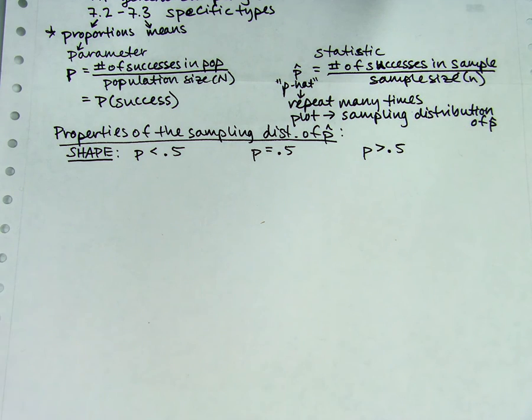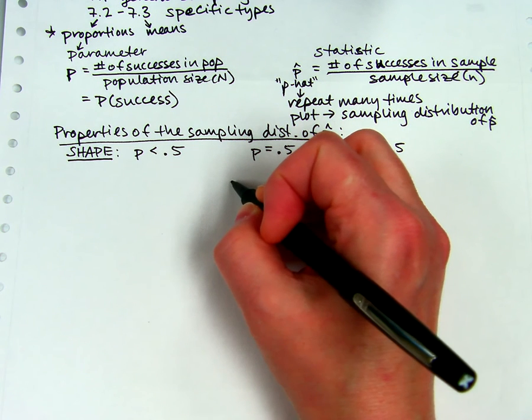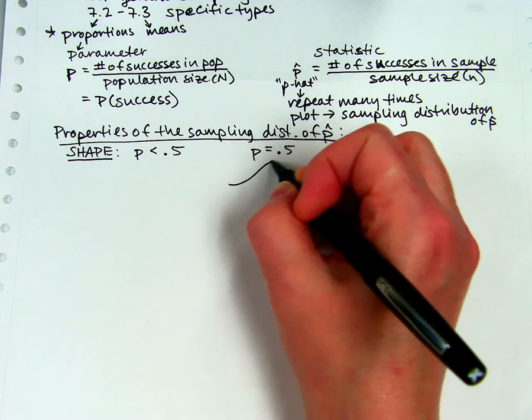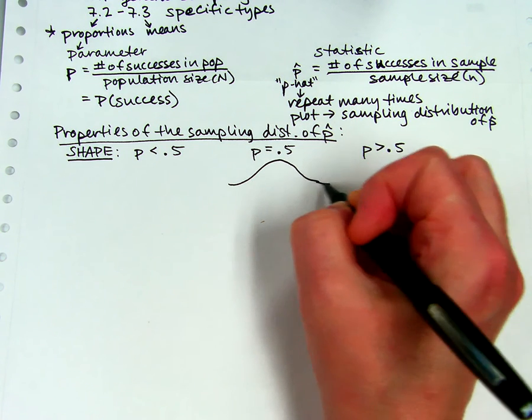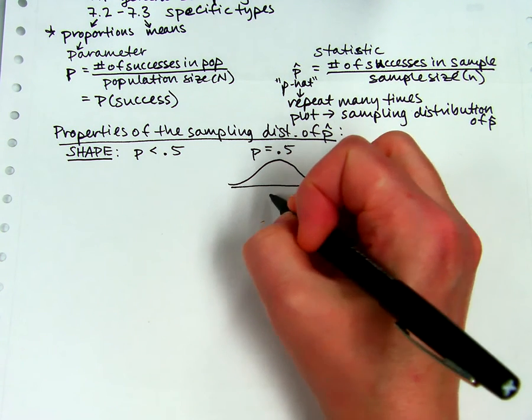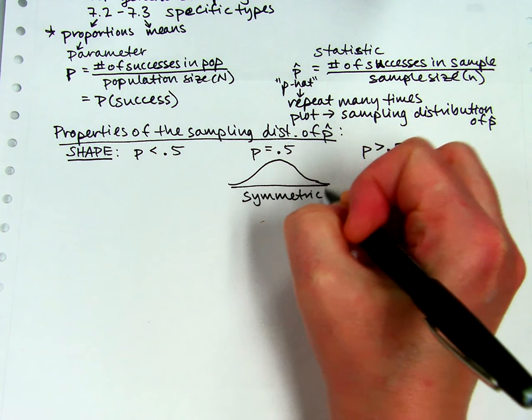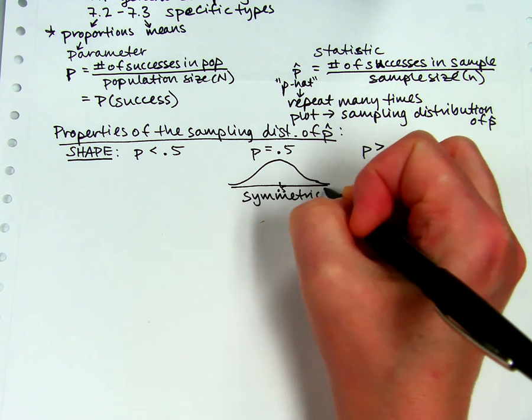And you might remember from binomial stuff that we did before that the 0.5 is the one that's symmetric. In fact, it wouldn't necessarily be normal depending on the sample size, but it comes out close enough most of the time. So this would be symmetric with 0.5 being right in the middle and everything centered around that.